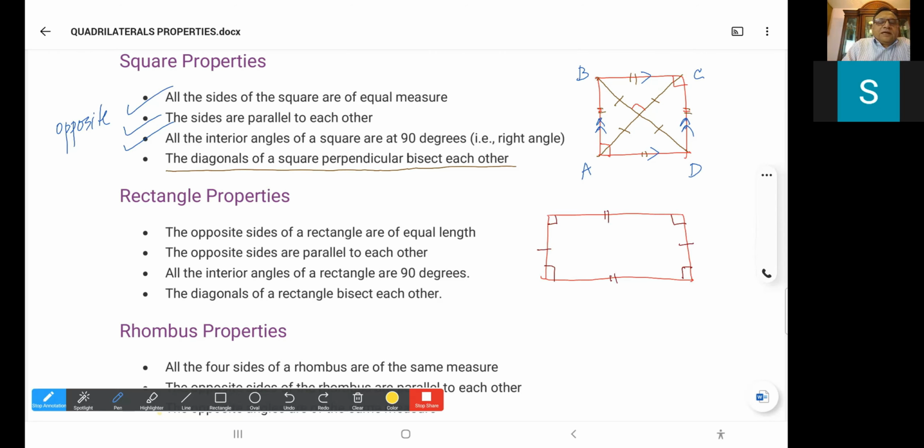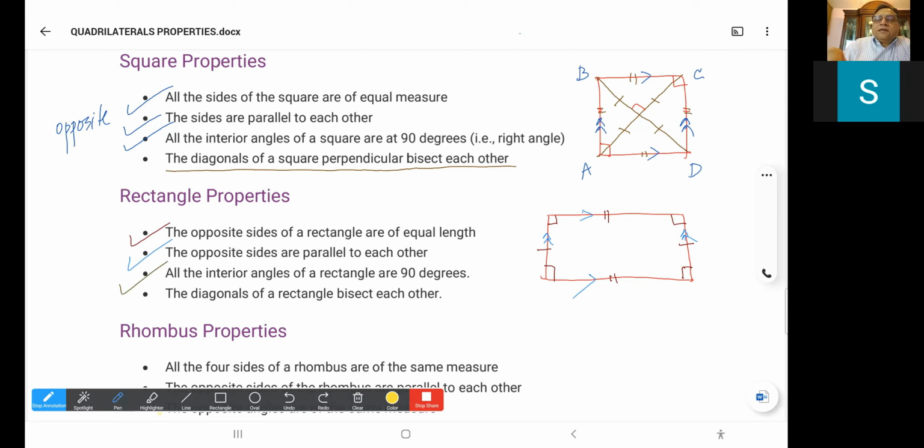Yeah. The opposite sides of a rectangle are equal. Next property is opposite sides are parallel. Again, with an arrow, I am showing how they are parallel. Is it okay? So opposite sides are parallel. Now, all the interior angles are at right angle as shown here, correct? The diagonals of a rectangle bisect each other, right?